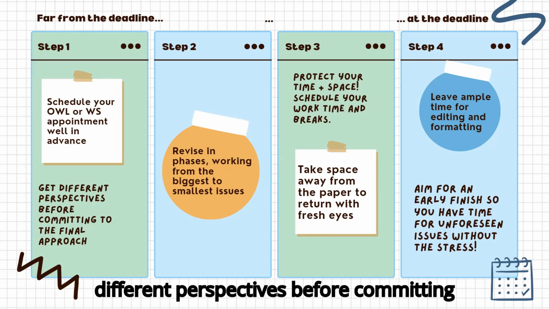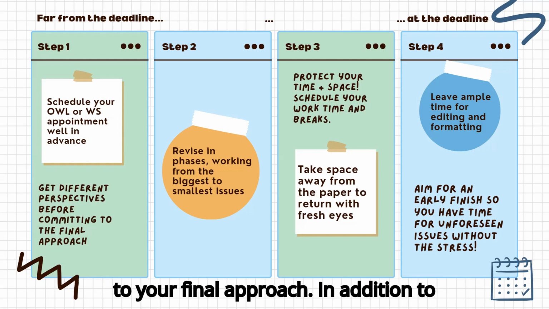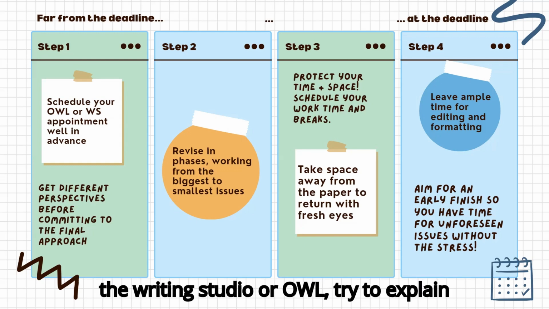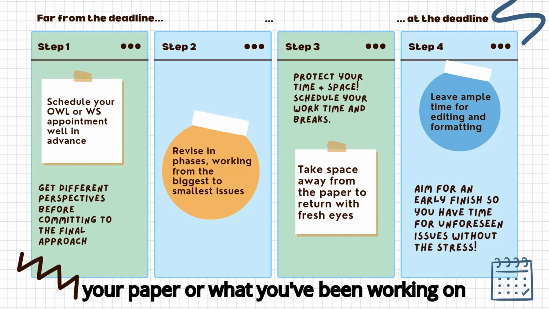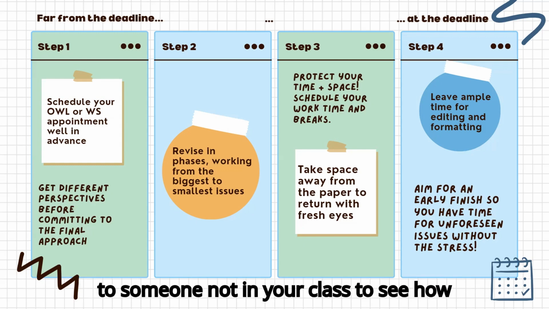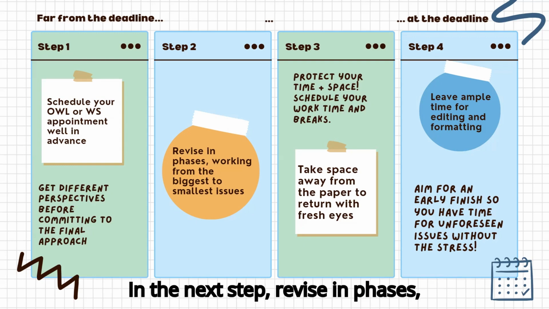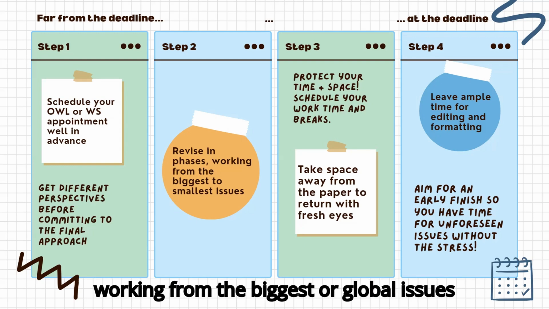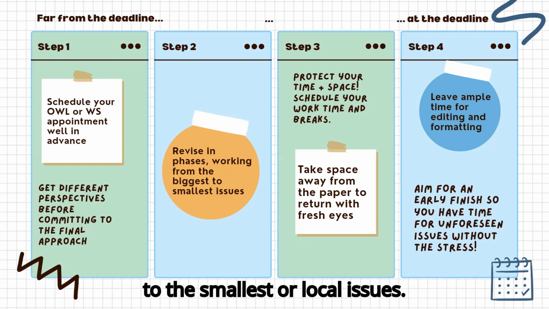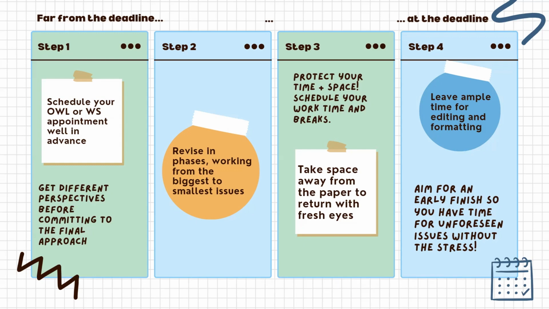You'll also want to get different perspectives before committing to your final approach. In addition to the writing studio or OWL, try to explain your paper or what you've been working on to someone not in your class to see how accessible it is to an outside audience. In the next step, revise in phases, working from the biggest or global issues to the smallest or local issues.